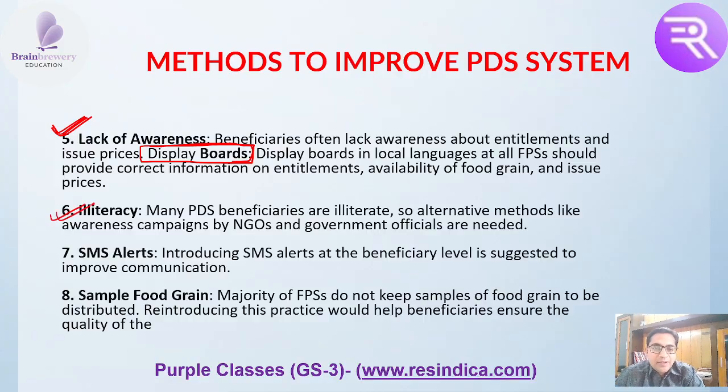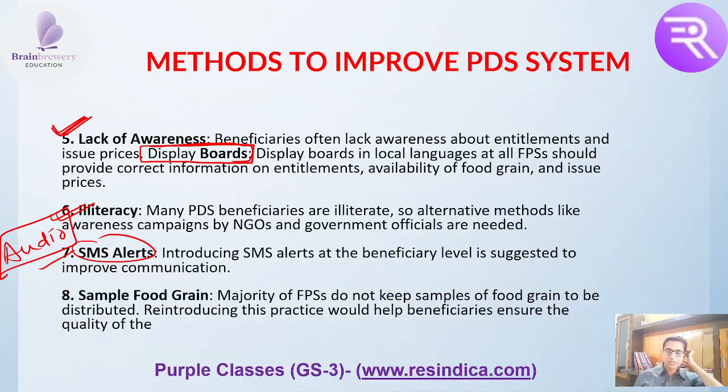Illiteracy, because many of the PDS beneficiaries are illiterate. So there is a need to generate awareness campaigns by civil society activists, NGOs or the government. SMS alerts also have to be sent. Normally, the SMS alert should be sent in the form of audio, because sometimes the farmer may not know how to read and write, so they should send an audio SMS alert regarding when to come and when to take the purchase from the fair price shop. Then sample food grain.